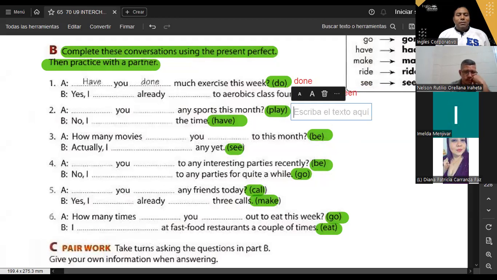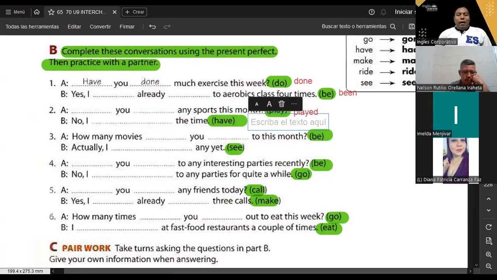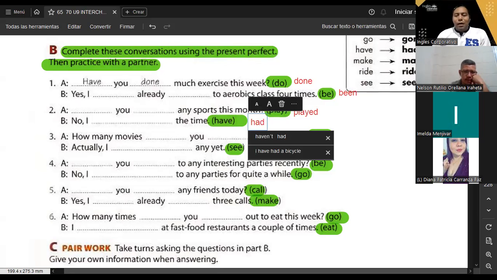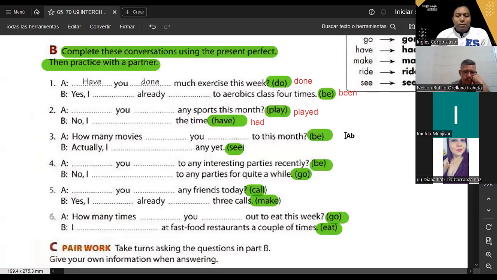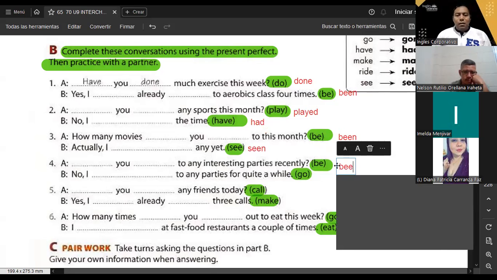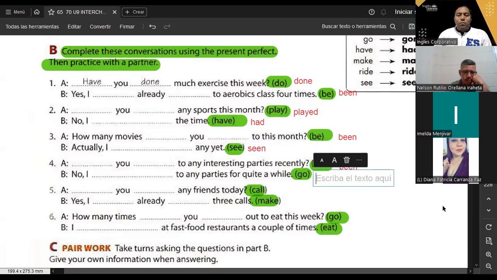Now the play, regular o irregular? Played. Played is a regular verb. Play. Have, what is the past participle? Had. Very good. Now we have been again. A seen. The past participle seen. Now we have be again: been. Now go. What is the past participle of go? Gone. Excellent. Very good.